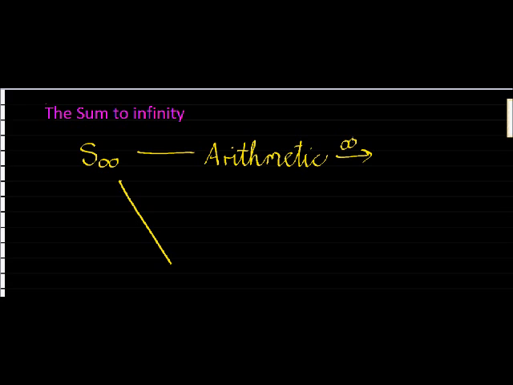Unless it is being subtracted. In other words, I'm adding a negative number every time, then it's just going to get smaller and smaller and smaller. And not smaller to zero, smaller until it gets negative, and then bigger and bigger negative numbers until it goes to negative infinity. So the sum to infinity will always be infinity or negative infinity, depending on whether my common constant difference is positive or negative.